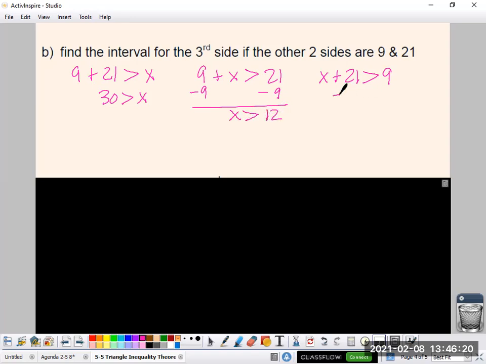I have a feeling this is the negative. 9 minus 12, so x is greater than negative 3. So that one goes away. Here's our low number, here's our high number. So again, writing it the proper way, low number is less than x is less than our high number.